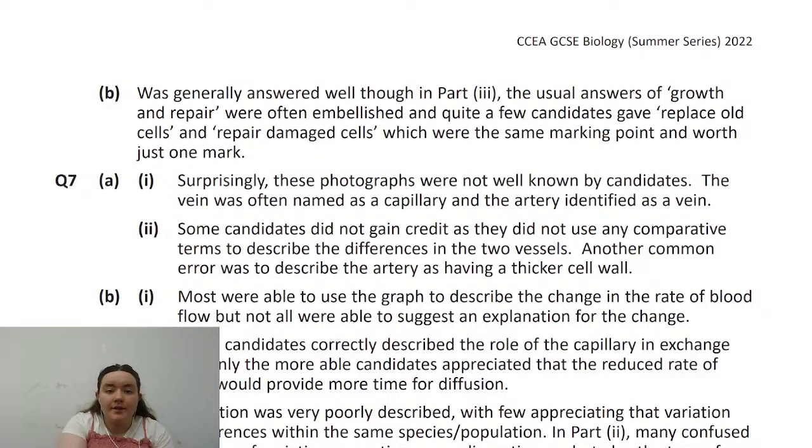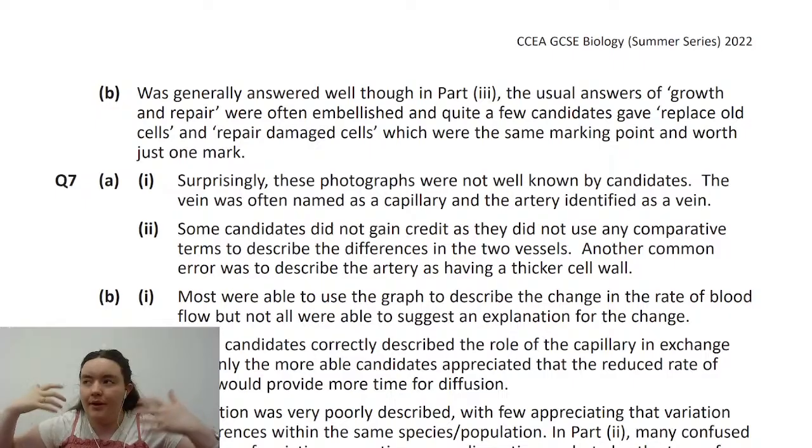So question 7. Surprisingly, the photographs were not well known by candidates. The vein was often named as a capillary and the artery identified as a vein. So whenever I said they both have wide lumens, that means that they're going to be those major blood vessels. So it's important to know that a wide lumen, even though the artery's lumen was smaller, means that they're going to be veins or arteries and not capillaries.